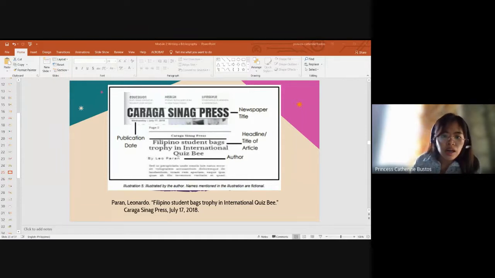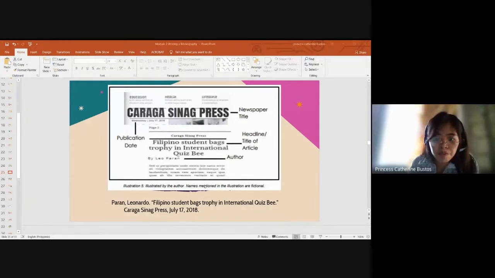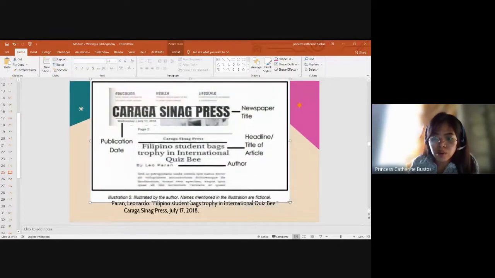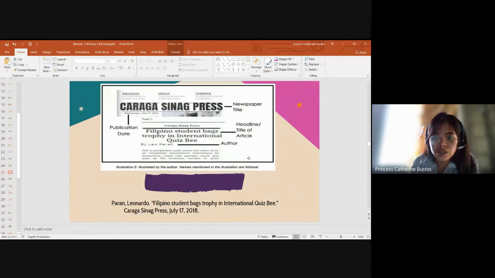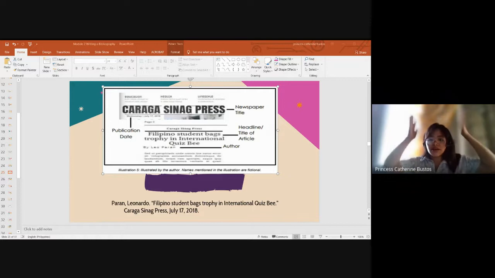How about the date when it's published? July 17, 2018. Okay, however, as you can see here in our newspaper, it's not indicated. Sometimes it's written below or sometimes it's written above. You just need to find it. Ma'am, what if there's no date? I think it's impossible if it has no date because it's a newspaper. So you just need to find it at the front part where you can see the name of the newspaper. Do you follow?